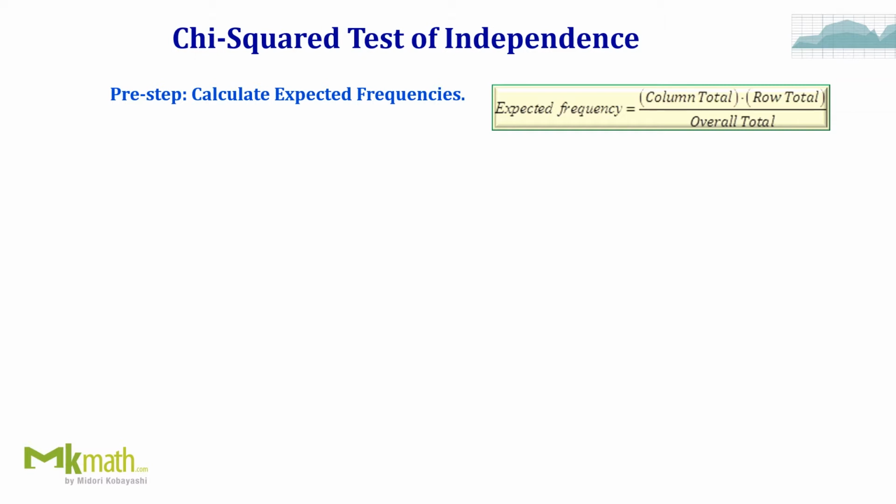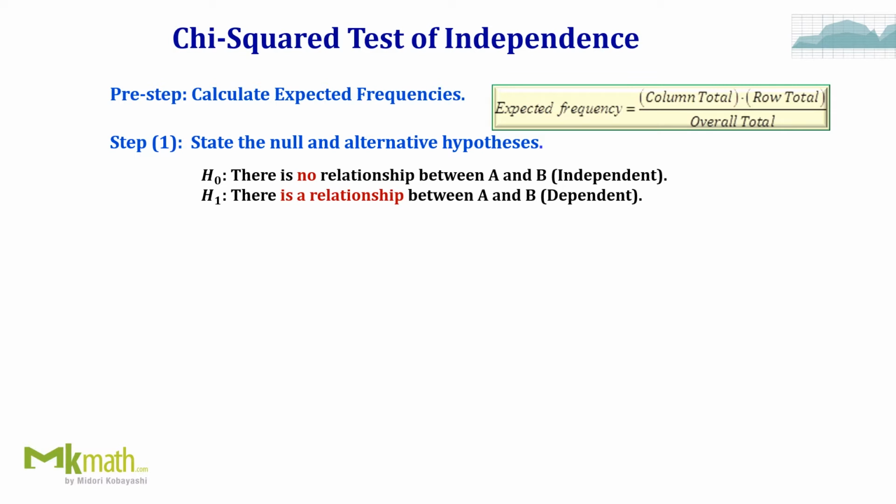Step 1. State a null and alternative hypothesis. Unlike other hypothesis testing, these statements do not change for each question. The null statement is always there is no relationship or independent. The alternative is always there is a significant relationship or dependent.